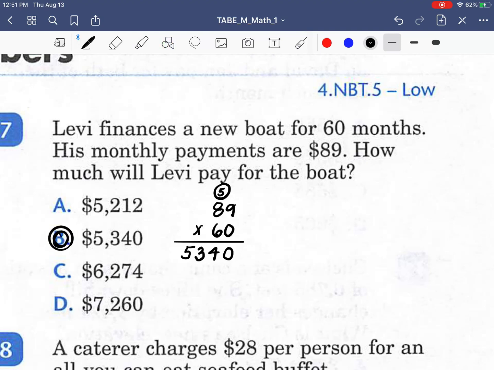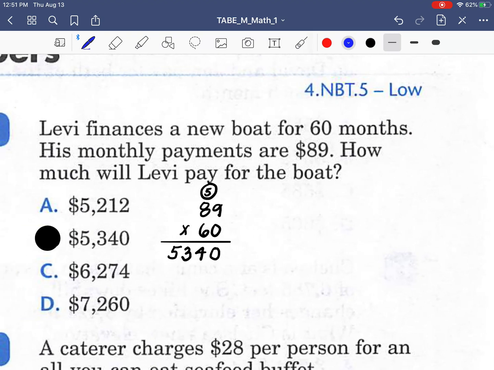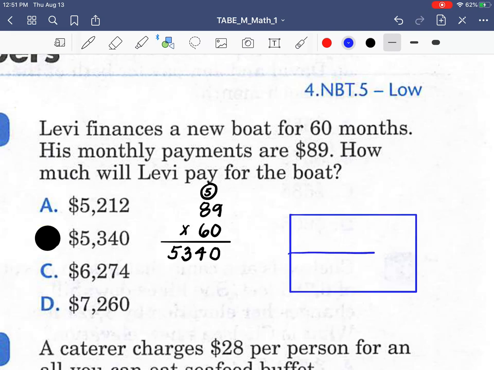But let's prove it using an area model. I promise there's a purpose to this area model stuff. It's not just me wanting to pester you. So we have 2 digit by 2 digit, so we need a space with 4. We have a 60 and a 0, an 80 plus a 9.